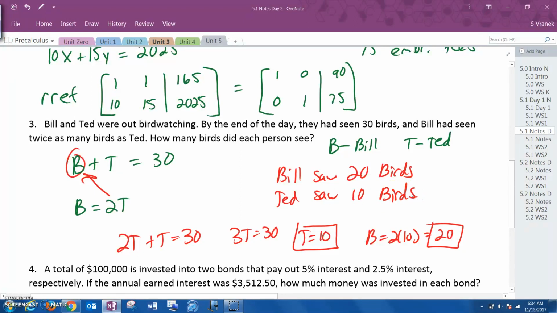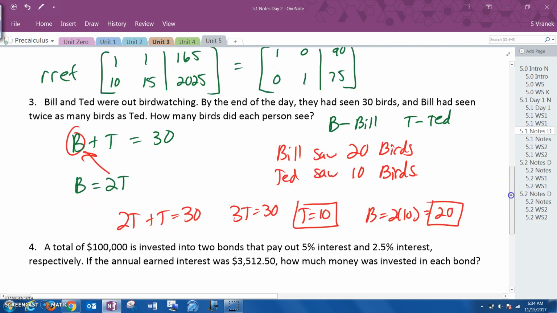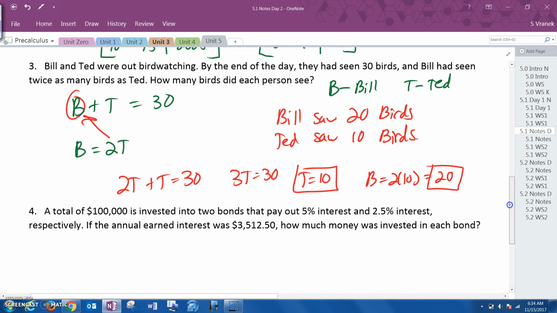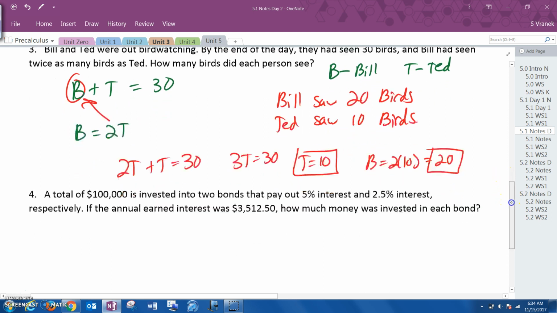Okay, again, pause your screen right now if you want to write all that down. But again, hopefully you guys see that was just a simple substitution. We do not need to RREF that one. And it makes sense. They did 30 and one saw twice as many as the other.